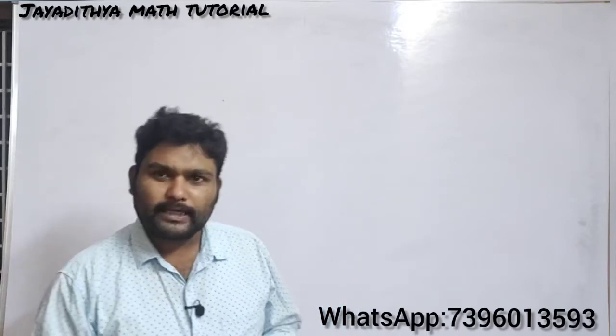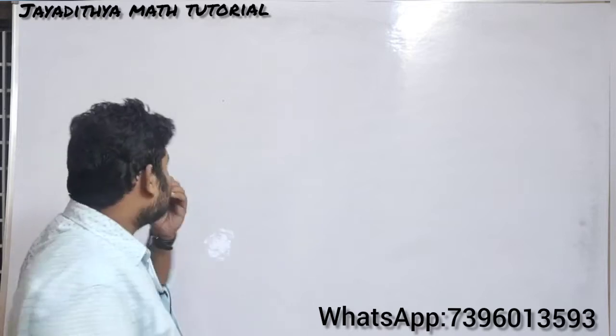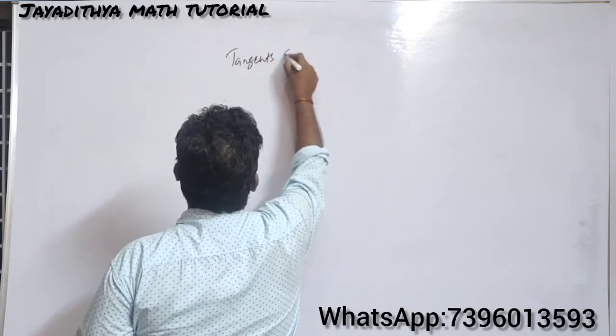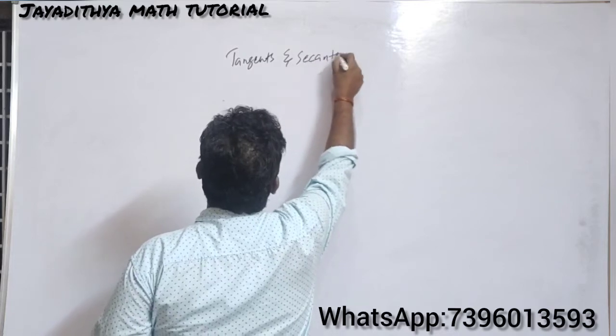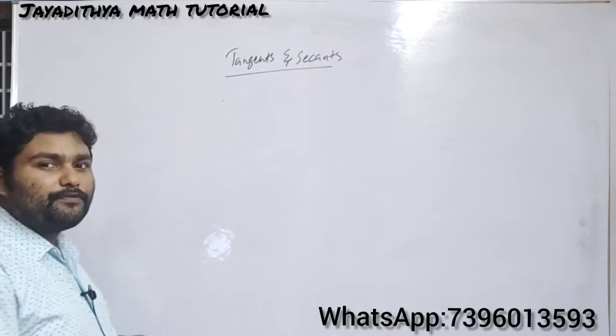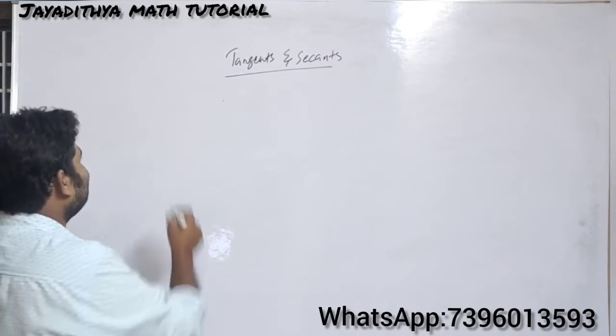Okay now, let us enter into our class today. So what is the chapter we are discussing? That is tangents and secants. I told you this is completely based on circles. So first of all, let us understand what a circle is.